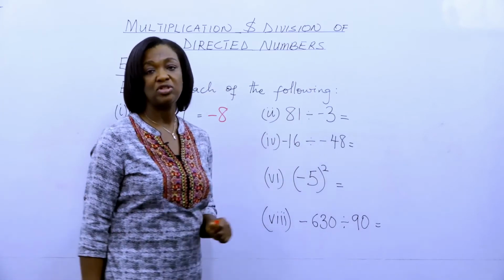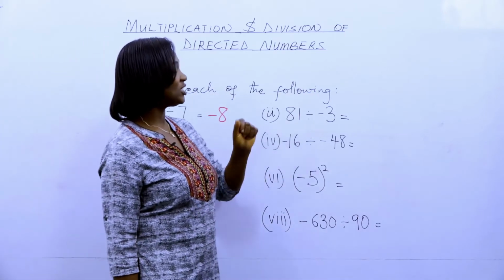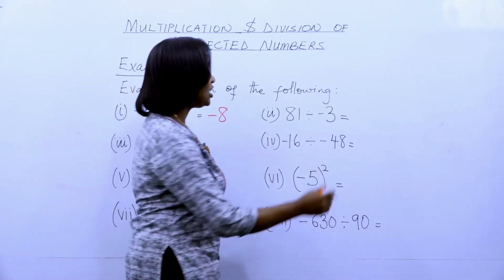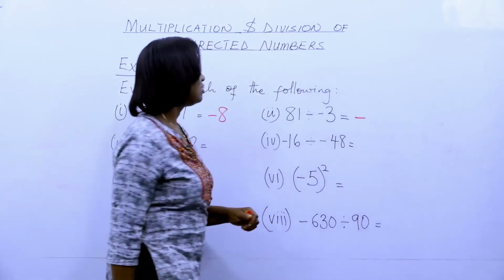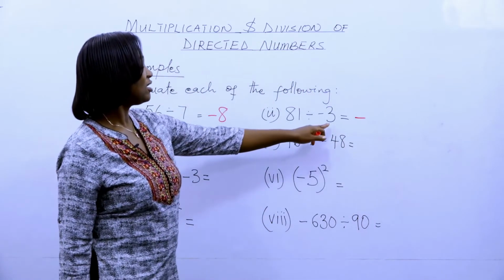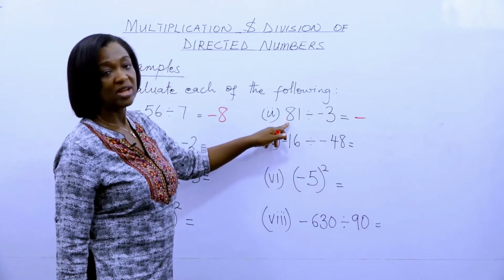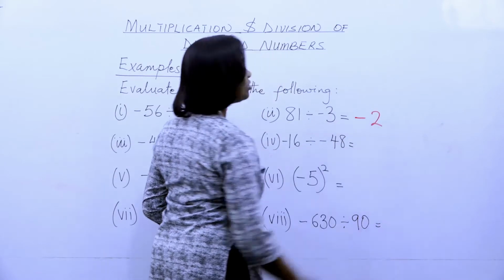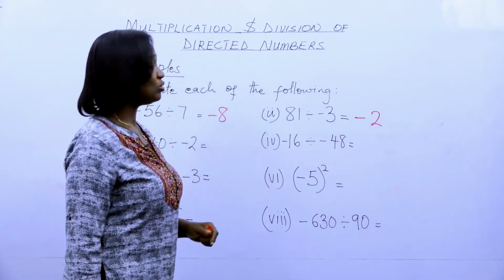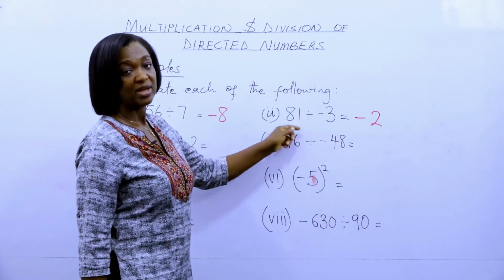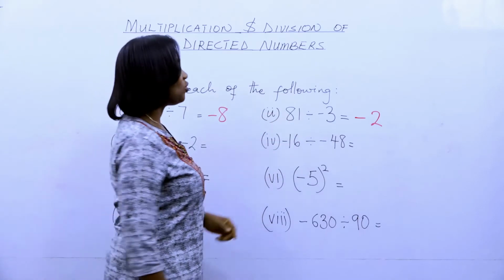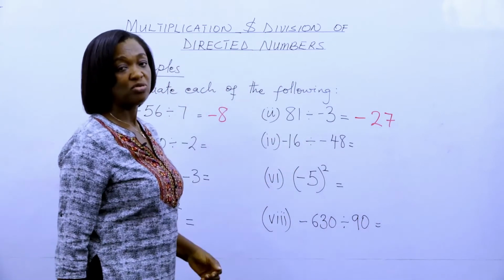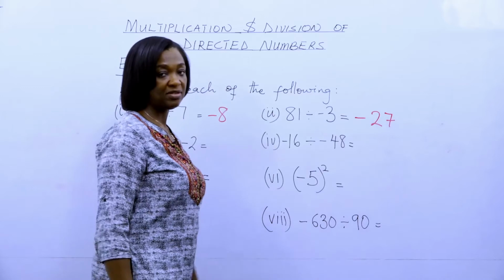81 divided by minus 3. 81 is positive, but 3 is negative. So the answer would definitely be negative. 81 divided by 3. 3 into 8. How many 3's do we have in 8? We have 2. And that will be 6. Remember 2. 3 in 21. How many 3's do you have in 21? 7. So 81 divided by minus 3 is minus 27.